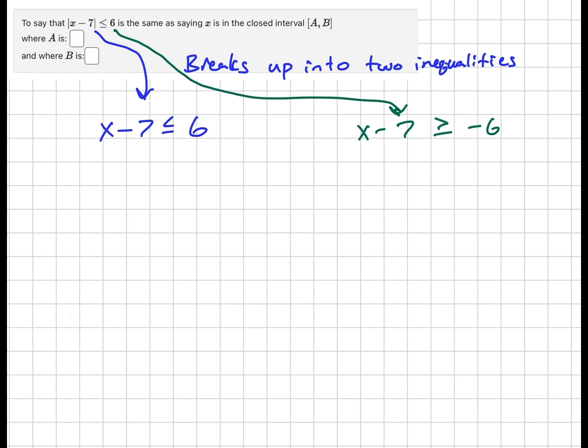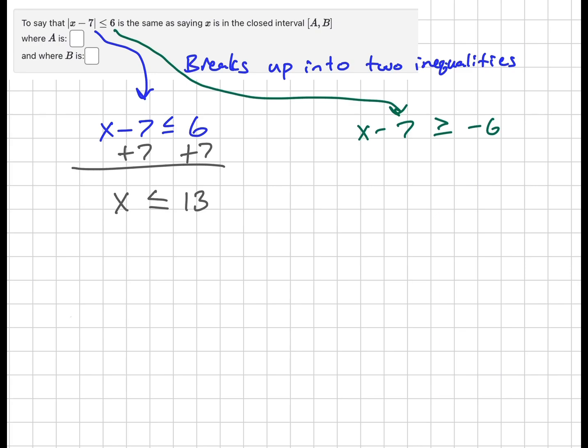We look at the first one on the left, right? We're going to look at this one. X minus 7 is less than or equal to 6. The inverse of a minus 7 is plus 7, so I do that to both sides. Plus 7 to both sides. We get x is less than or equal to 13.